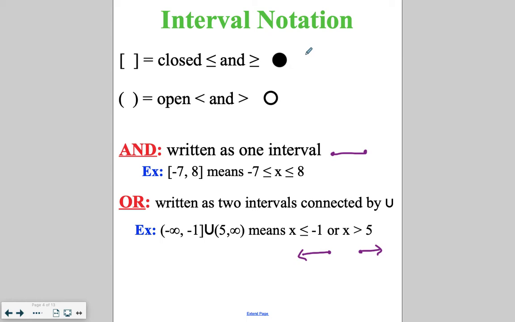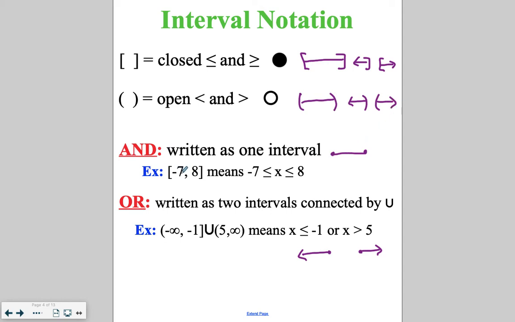So if you were graphing, you would have something that looks like this, or if it was an OR statement, something that looks like this. Those square brackets replace the filled in dot. On the flip side of that, open brackets, also known as parentheses, replace the open dot. So if it was an AND statement, it would be parentheses with the line in the middle. If it was an OR statement, it would be parentheses on the ends, with the arrows.